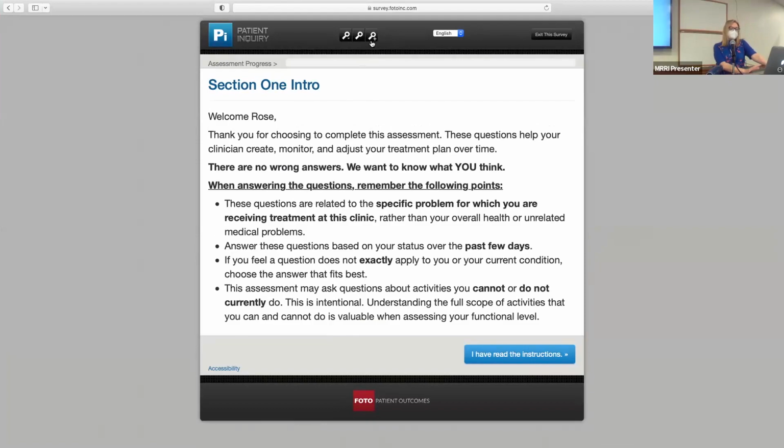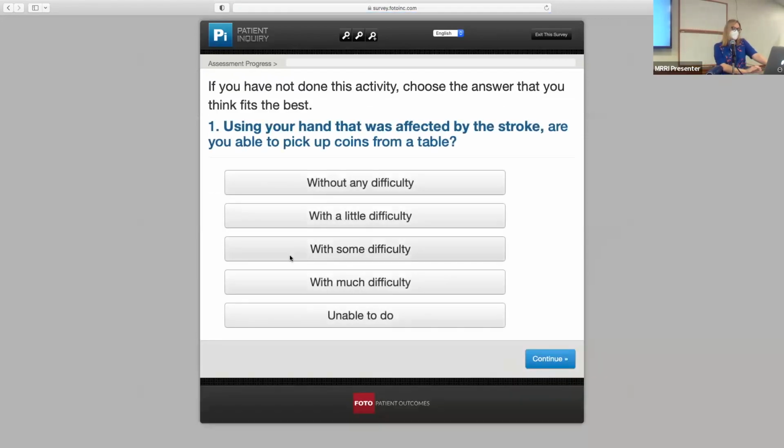When answering the questions, remember the following points. This is specific to the problem that you're receiving treatment for. This is how you've been over the last couple days. If they don't exactly apply to you, you're just going to use your best guess. And then they're going to ask things that you can and can't do. And the reason why we have to ask things that we know they can't do is for that ceiling and that floor effect. So if you have not done this activity, just choose what you think fits best.